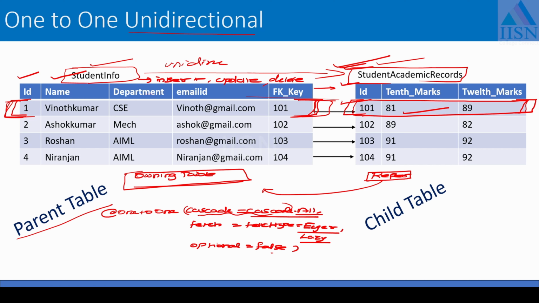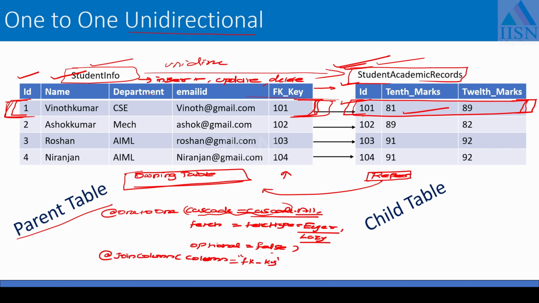Once we write all this, we are going to move to another annotation, that is called JoinColumn. In this JoinColumn annotation, we are going to mention the column name, which is for holding the foreign key. Here we are going to create one more column. The column name is fk_key, fk underscore key.